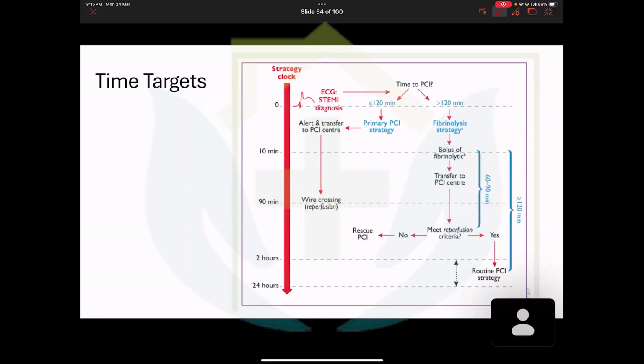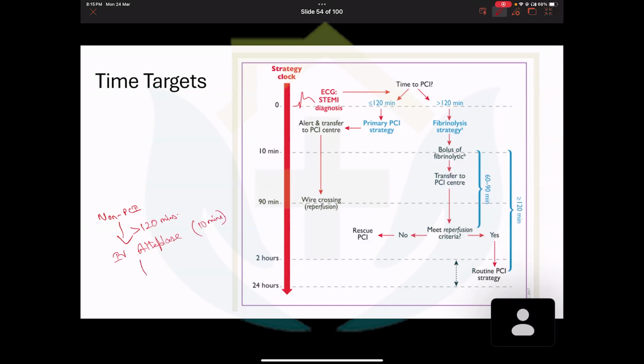This is the same thing, just in a different format they have told. The only thing extra is this: suppose the patient was in a non-PCI center and the time to a PCI center is more than 120 minutes. So you have given the IV alteplase, that is a fibrinolytic agent, within 10 minutes.